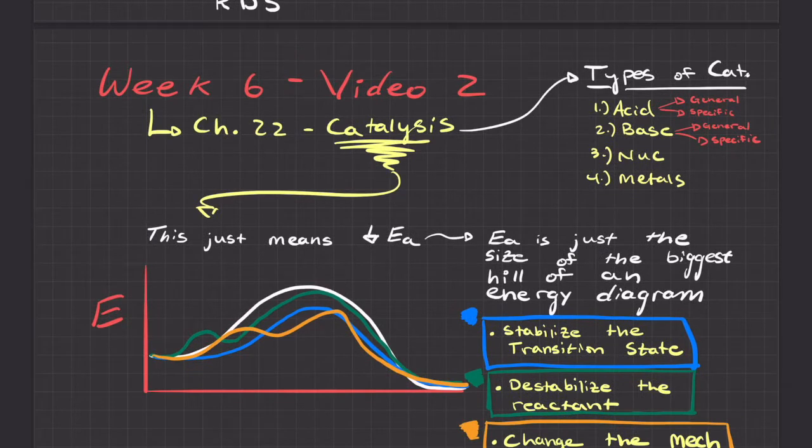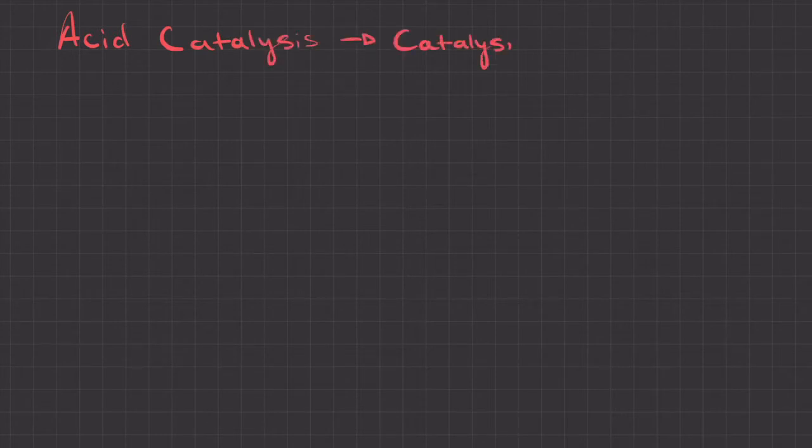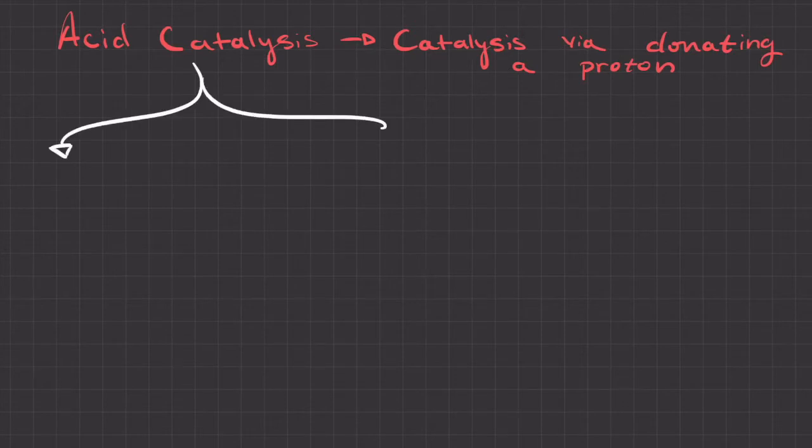We're gonna go ahead and start with acid catalysts. And remember, acid catalysts, like base catalysts, they have 2 types, general and specific. So we'll be going over that now. Acid catalyst can be simply defined as catalysis via donating a proton. That's the definition of an acid. No surprises there. Okay, so here we have the 2 types of acid catalyst, specific and general. So I'll write those up and we'll talk about features of both.